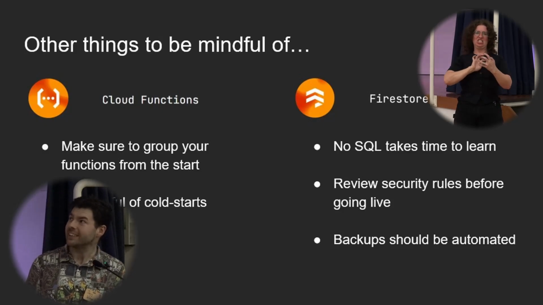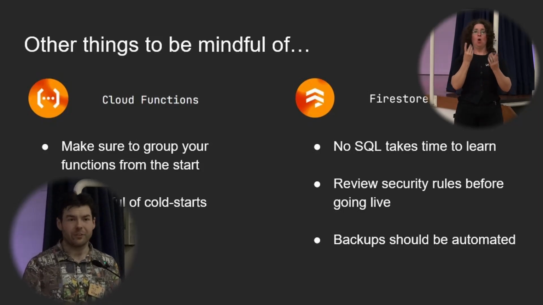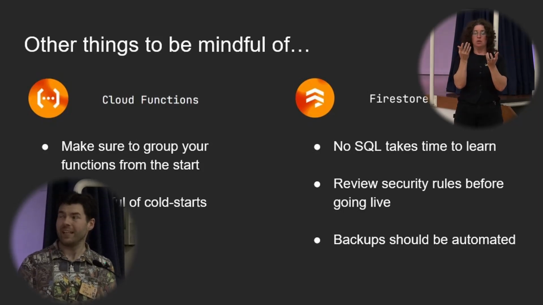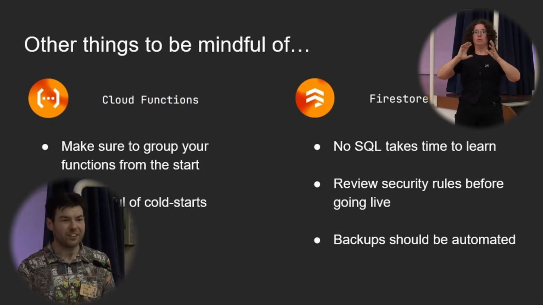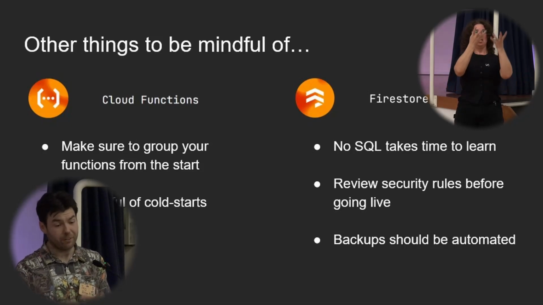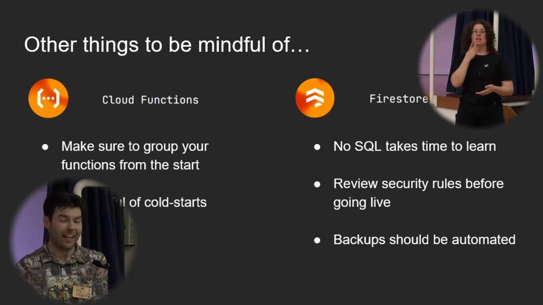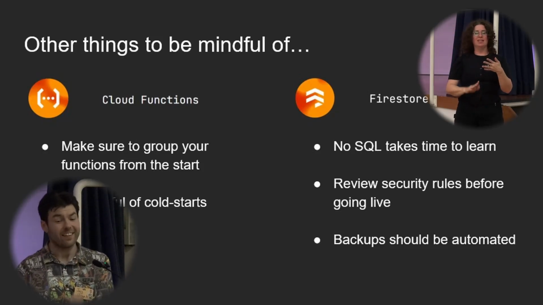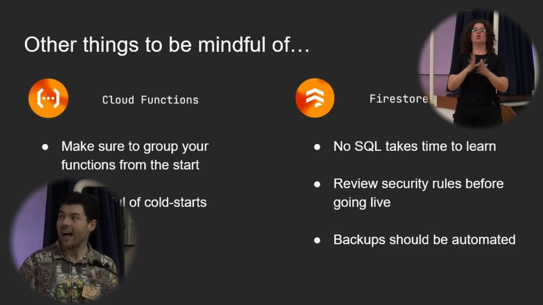Some quick points to just keep an eye on. First of all, with cloud functions, you want to make sure from the start of your project that they're in nice groups, because you'll want to deploy these functions, and you can deploy one, you can deploy a few in a group, or you can deploy all. And if you always default to deploying all, and then you eventually have 40 functions, that deploy all doesn't work so well, so make sure you're grouping them as you go.